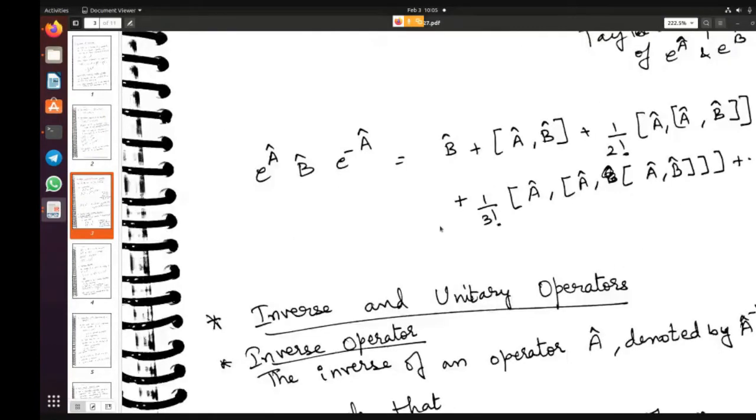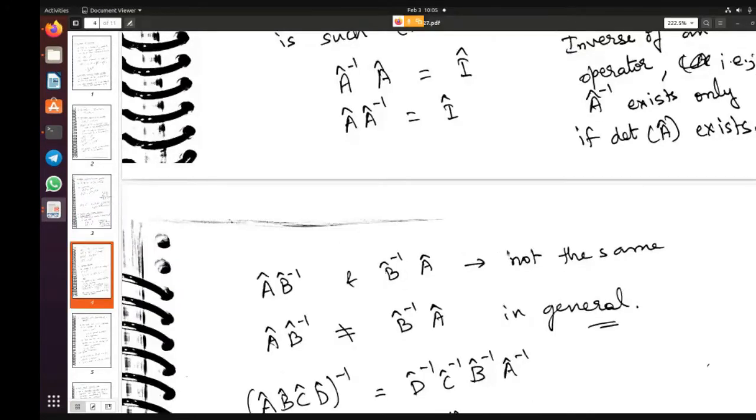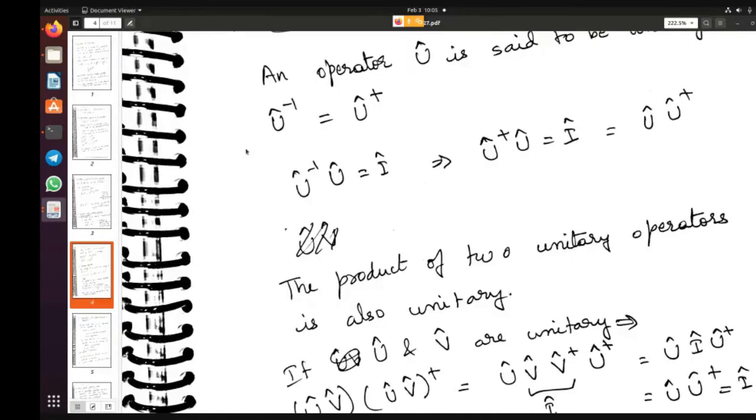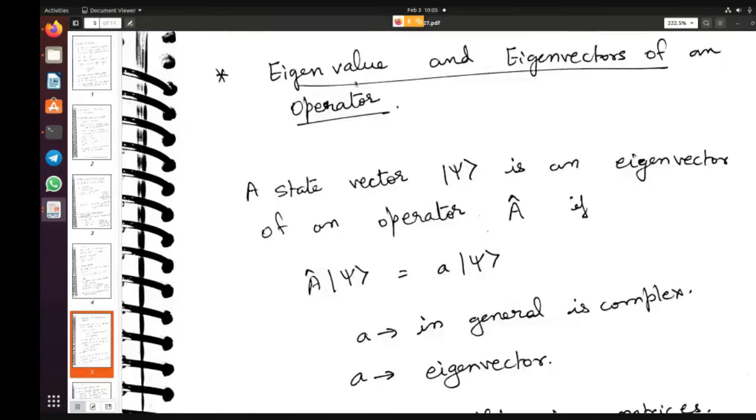Then we looked at unitary and inverse operators, and just from the previous semester, you know what unitary and inverse matrices are. So the same funda applies here as well. It's the same understanding. For a unitary operator, you have U inverse is equal to U dagger. And then we saw the eigenvalue, eigenvector of an operator. Again, the exact same thing applies here, just like you learned in the previous semester.